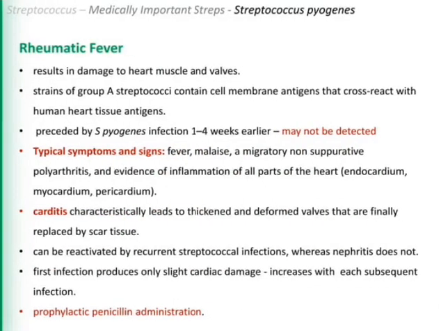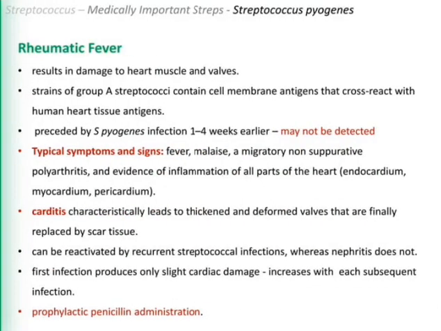The majority recover completely. Rheumatic fever results in damage to the heart muscle and valves. Strains of group A streptococci contain a cell membrane antigen that cross-reacts with the human heart tissue antigen. It is preceded by S. pyogenes infection 1 to 4 weeks earlier, which may not be detected. Typical symptoms and signs: fever, malaise, a migratory non-suppurative polyarthritis and evidence of inflammation of all parts of the heart. Carditis leads to thickened and deformed valves that are finally replaced by scar tissue.